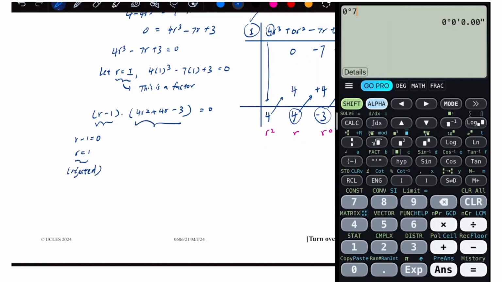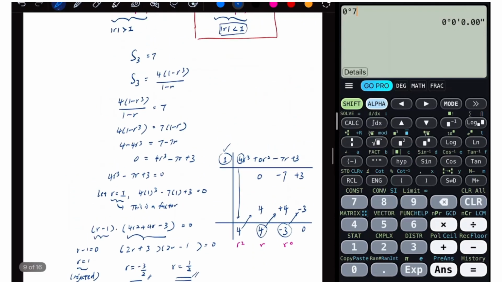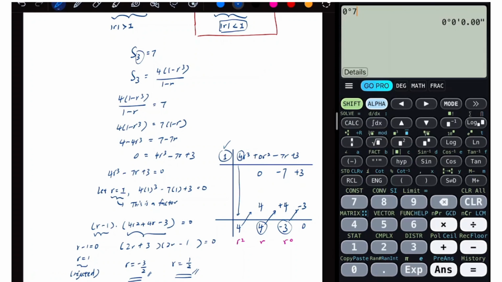But what is interesting is we have to deal with this one. So 2r, factorize this real quick. That's going to be plus 3, negative 1. So r will be negative 3 over 2, or r is equal to 1 over 2. Either one of them can give us the sum. When n is equal to 3, the sum will be 7.